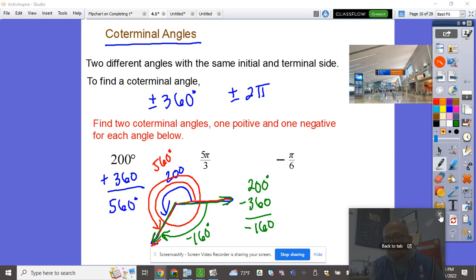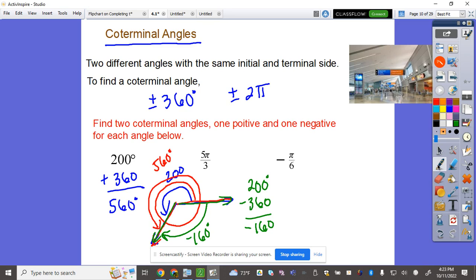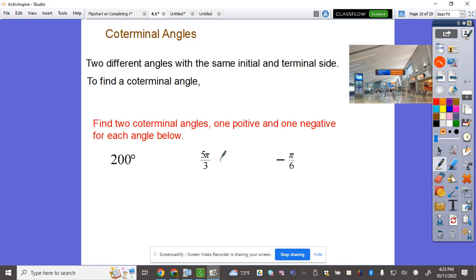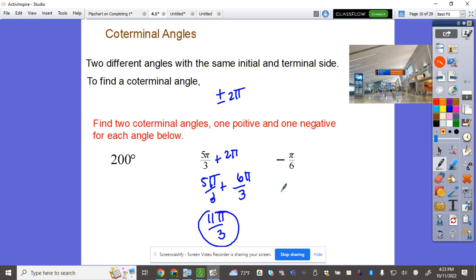Next will be 5 pi over 3. Again, we just have to add and subtract 2 pi. If I add 2 pi, we know that 2 pi is the same thing as 6 pi over 3, so the answer is 11 pi over 3. That's the positive one. And for the negative, it's 5 pi over 3 minus 6 pi over 3, which will be negative pi over 3.